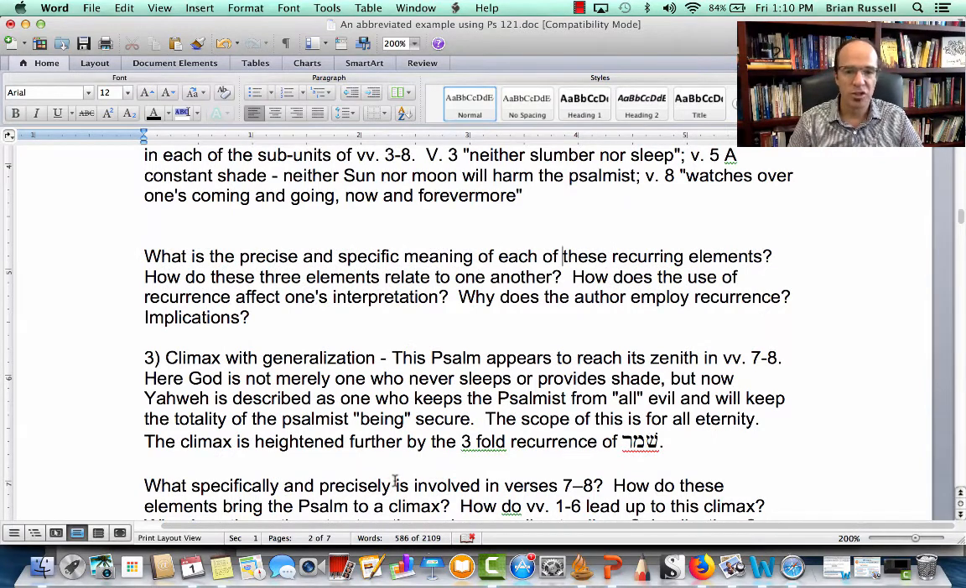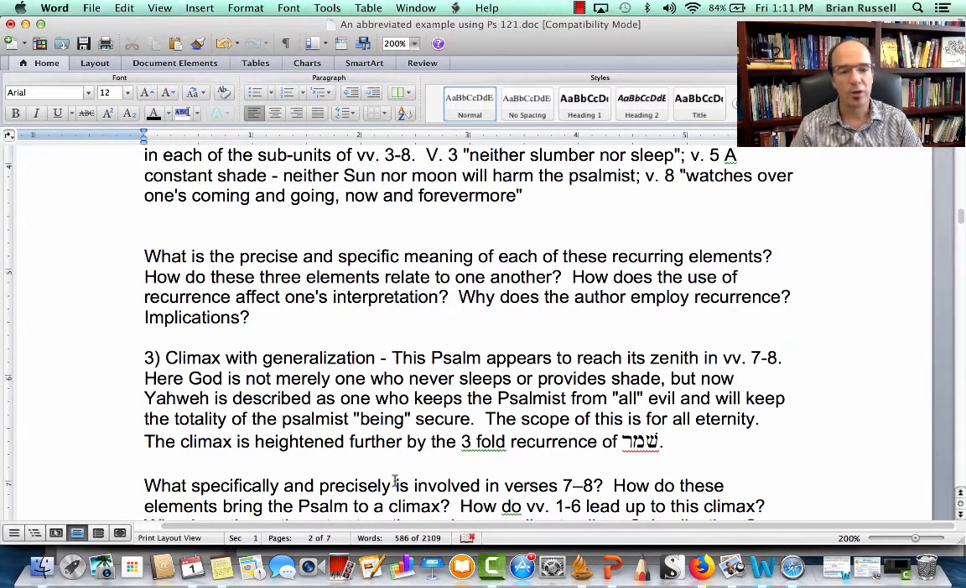climax with generalization. Again, these could be broken out. So let me describe the climax. The psalm clearly reaches its high point, or its zenith, in verses 7 to 8. Here, God is not merely one who never sleeps or provides shade, but now Yahweh is described as one who keeps the psalmist from all evil. Remember, what does all mean in Greek and Hebrew? It means all, and will keep the totality of the psalmist's being secure.